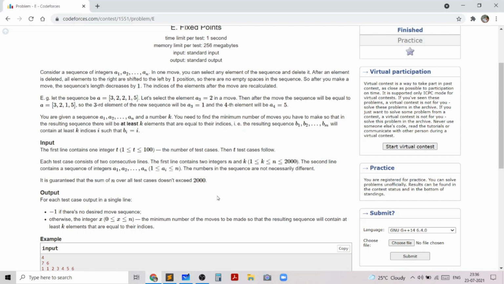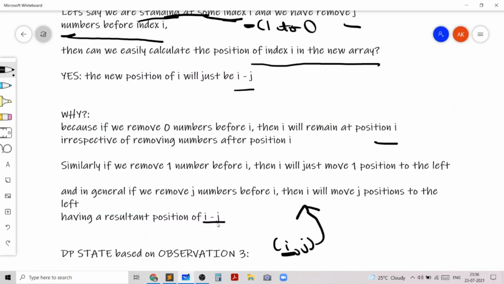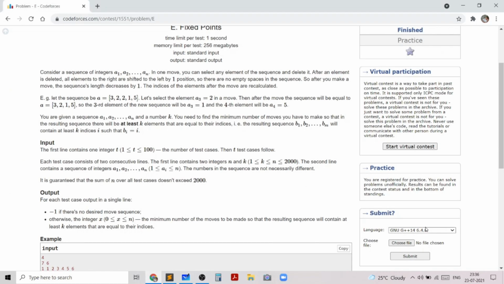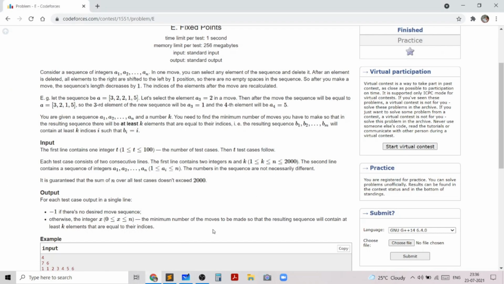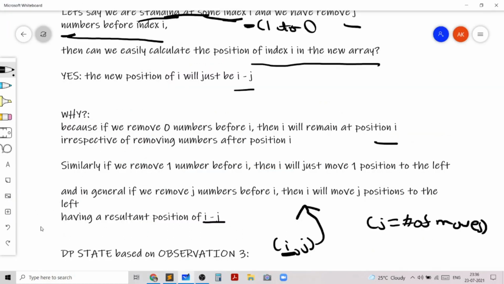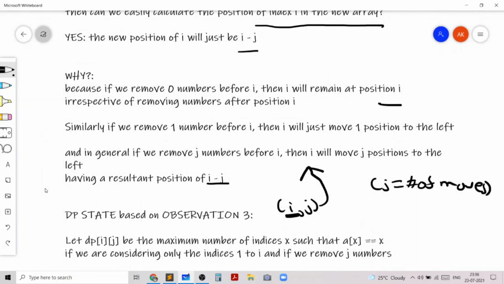But what they are asking us in the problem is the minimum number of moves to remove. However, let's change this problem a bit. Let's fix the number of moves. So j is actually the number of moves or the number of indices which we remove. And since we have fixed the number of indices to remove, what we are actually computing is the maximum number of indices x such that a[x] is equal to x if we remove j numbers and if we are considering numbers from 1 to I.